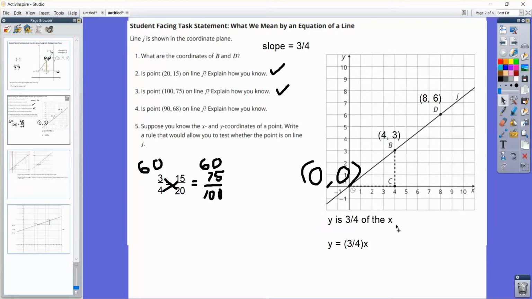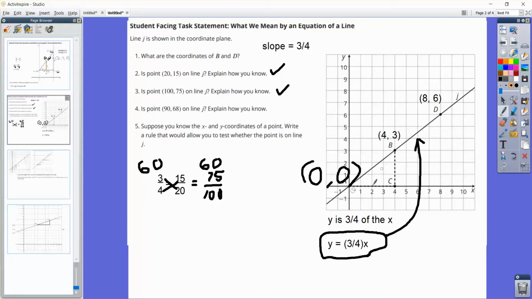What you see right here, you may have never seen something like this before. This is a linear equation. This is a relationship that is produced by a line. So what you see up here, that line is produced with this equation. Every y is 3/4 of the x. So no matter what, if I plug in an x value here and take 3/4 of it, I get the y coordinate for the point that's on that line.